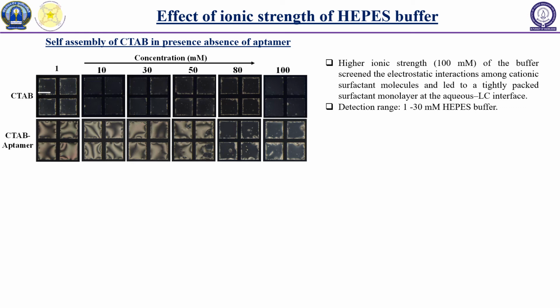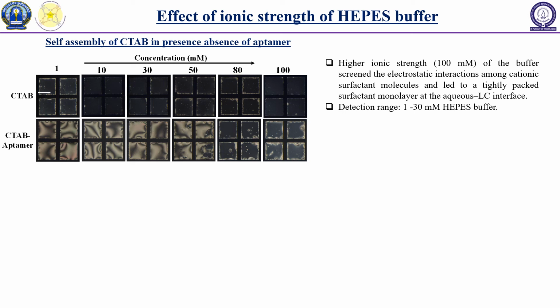Next, we performed the experiment to see the effect of the ionic strength of the HEPES buffer in the range of 1 to 100 millimolar. We observed that in this range, LC remains homeotropic in the presence of 7 micromolar C-tab. However, in the presence of the C-tab aptamer complex, LC shows planar orientation at 1 to 30 millimolar buffer. At higher buffer strength, coexisting bright and dark LC domains were observed.